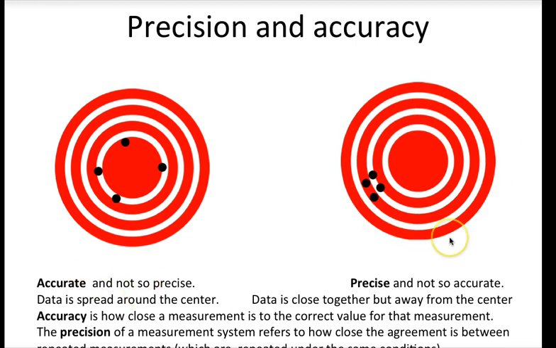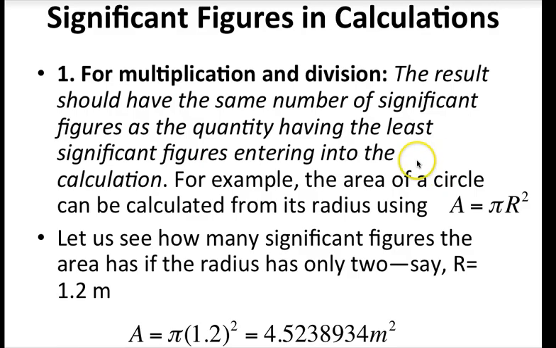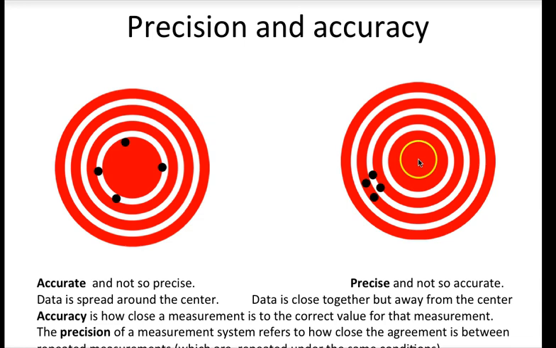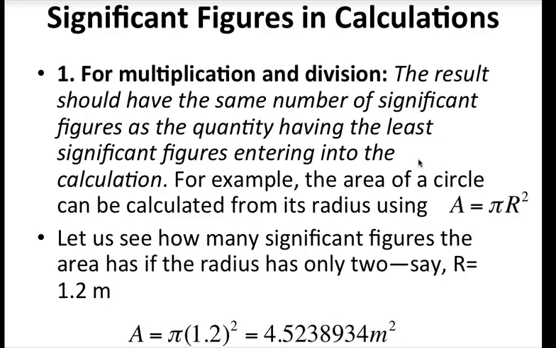In the second figure, the data measurements are very precise but not so accurate. The precision of a measurement refers to how close the agreement is between the data points. So these four dots on the right-hand side are very close to each other. They are very precise, but they are not so much in agreement with the correct value; they are far away from the center.